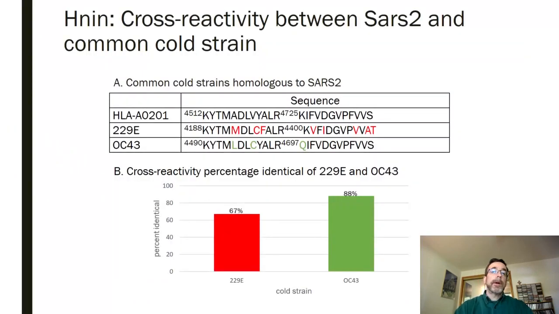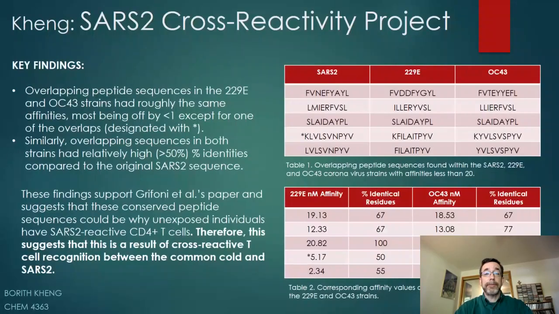Here's an example of cross-reactivity found between both cold strains and the sequence itself. You can see that those letters are pretty much the same. Being in the second half of the alphabet for the way that we did this, this is Precious Nin, and she found a lot of similarity. She had a lot of boxes on that previous graph.